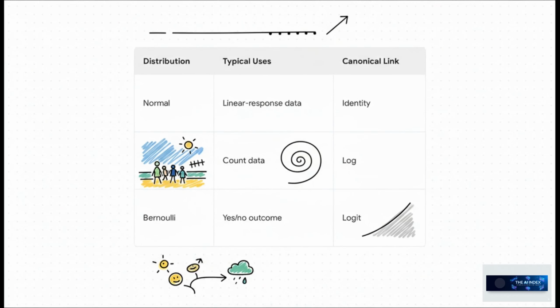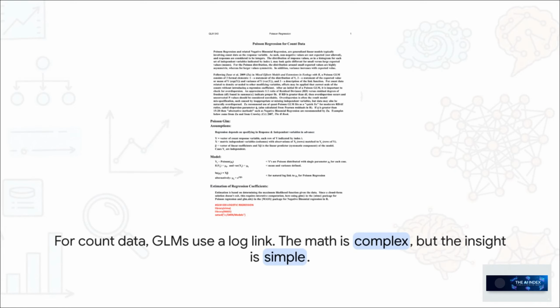This table really brings it to life. For just plain old linear data, the link is identity. Basically, nothing changes. But for count data, like our beach visitors, the canonical link is the log function. And for a simple yes or no outcome, like if someone decides to go to the beach at all, we use the logit function.